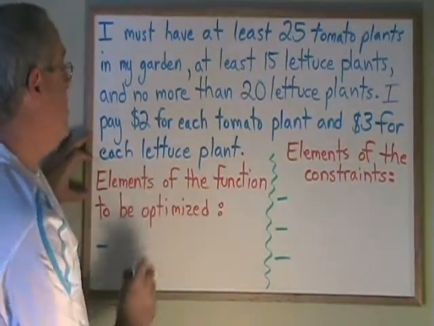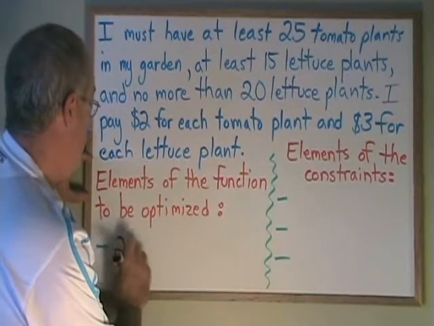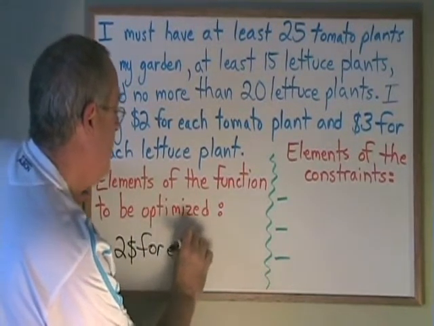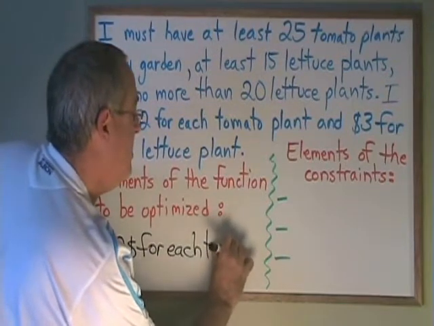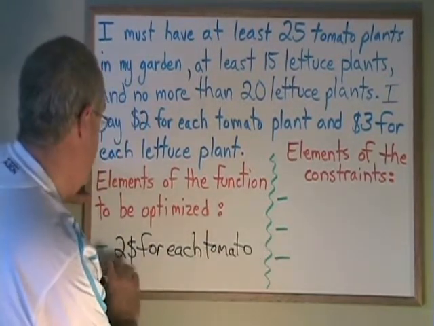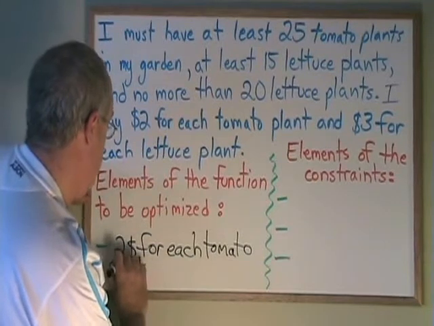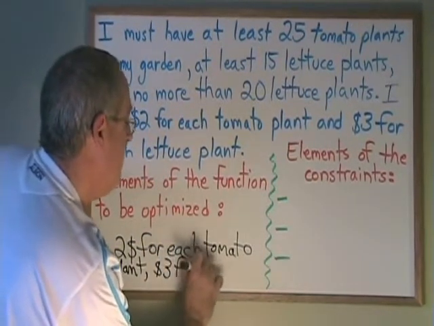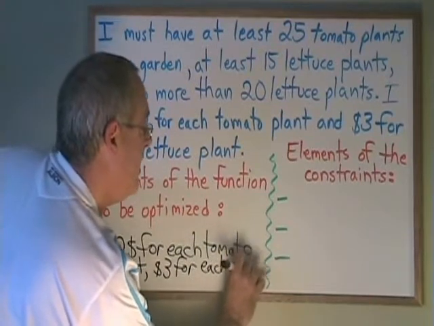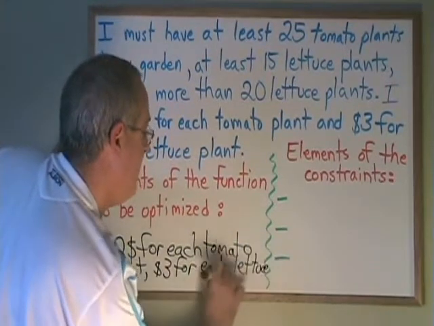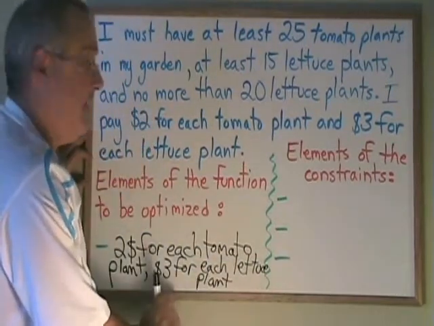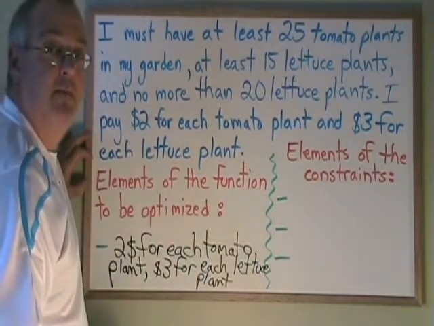The elements of the function to be optimized are $2 for each tomato plant and $3 for each lettuce plant. I have given the elements of the function to be optimized.